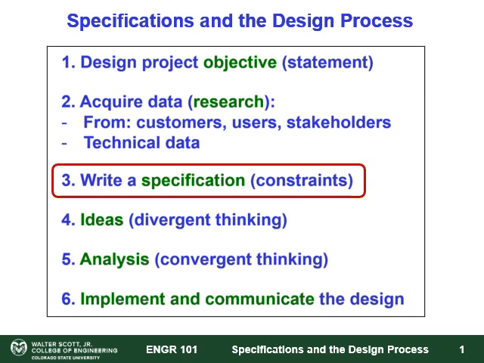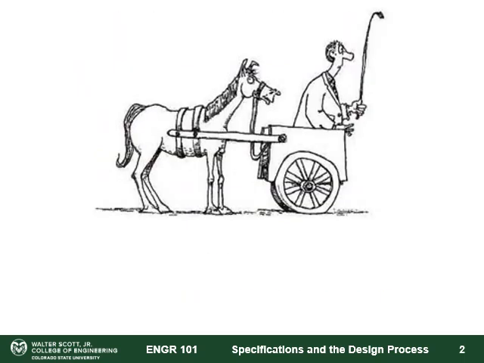It sits before the time when you generate ideas and analyze them, and it comes from doing your research on customers, users, stakeholders, and technical information. So let's go through and understand what the problem is if you have the cart before the horse. What I mean by that, if you try to generate ideas without having a good specification, what happens then is you waste a lot of time because you're doing things without actually knowing what would be good and what would not be good.